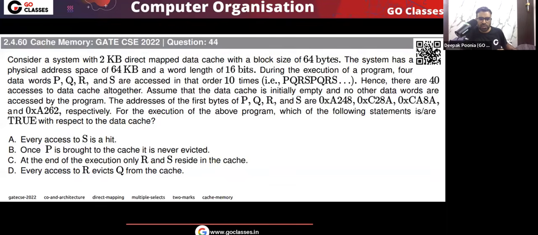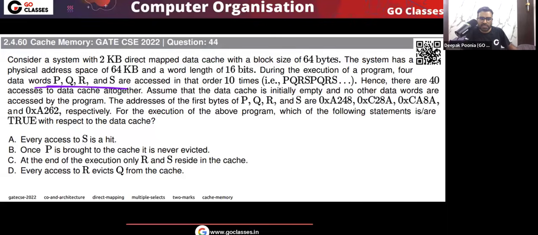Let's start with the 2022 question. Consider a system with a 2 KB direct mapped data cache, with a block size of 64 bytes. The system has a physical address space of 64 KB and a word length of 16 bits. During the execution of a program, 4 data words PQRS are accessed. Remember, the word size is 16 bits, which means 2 bytes.